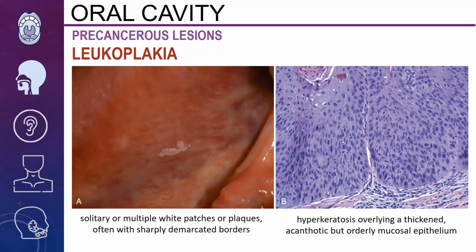They appear as solitary or multiple white patches or plaques, often with sharply demarcated borders. They may be slightly thickened or smooth, wrinkled or fissured, or may appear as raised, sometimes corrugated, verrucous plaques. On histologic examination, they present as a spectrum of epithelial changes, ranging from hyperkeratosis overlying a thickened acanthotic but orderly mucosal epithelium, to lesions with markedly dysplastic changes, sometimes merging into carcinoma in situ.